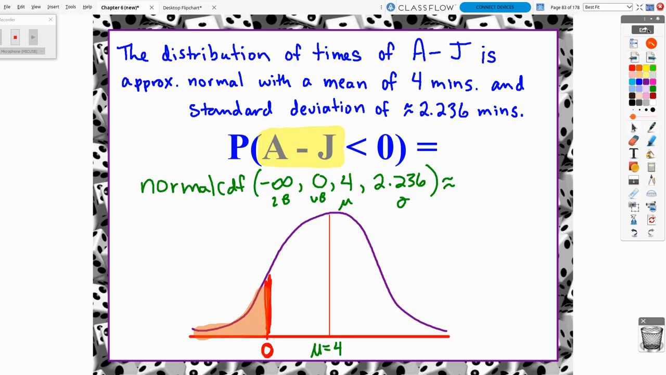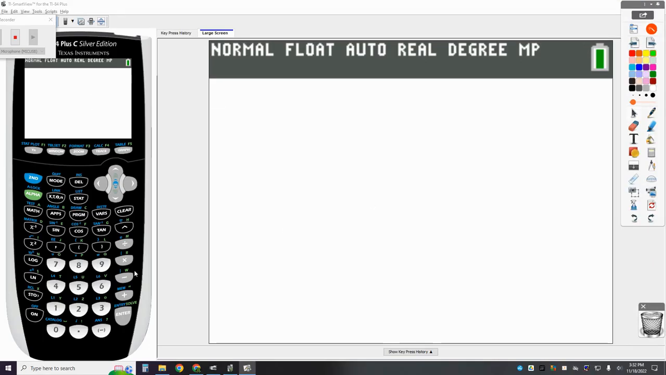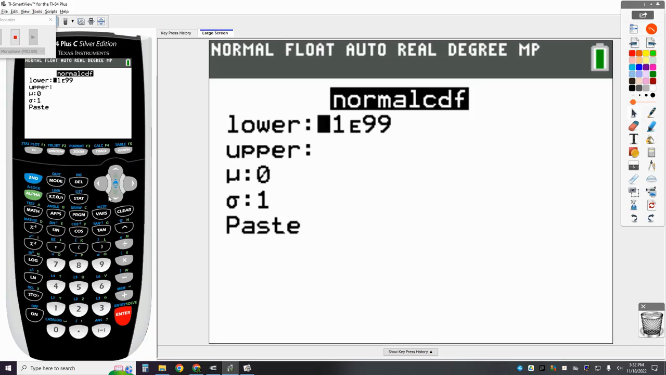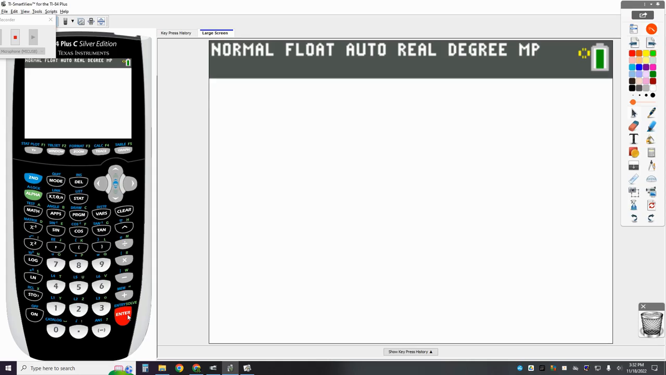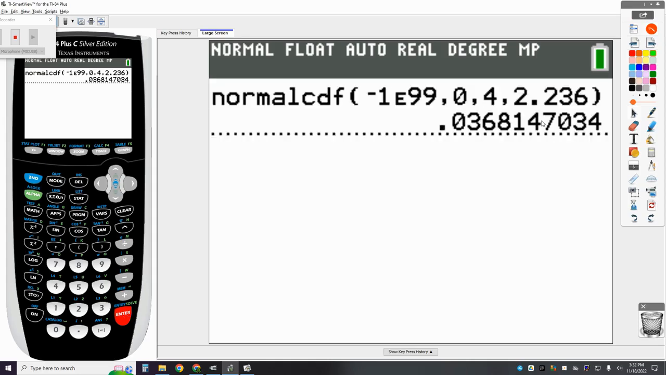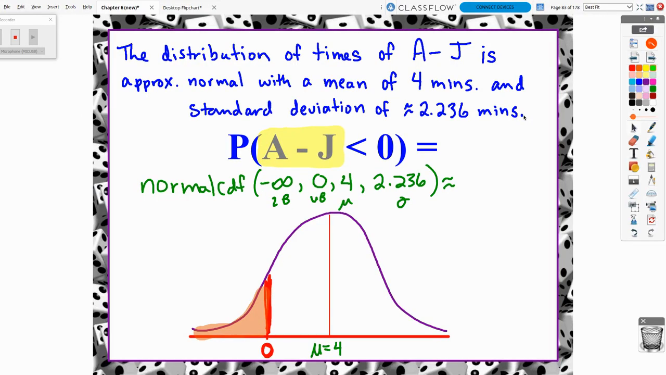So let me go to my calculator. So we go to normal CDF, second variables, option 2. Lower, negative infinity, that will work the way it is. Upper bound, 0. Mean, 4. Standard deviation, 2.236. So about 3.681. 3.681% of the time, Allison can beat Julie.